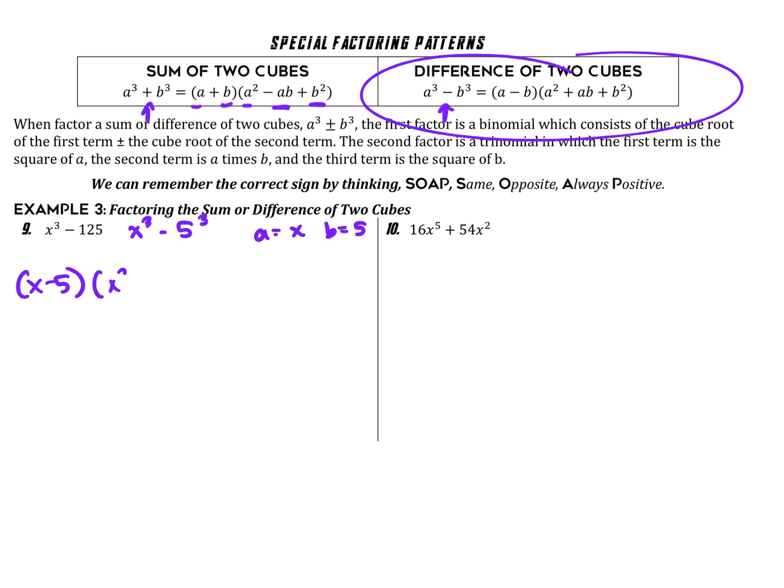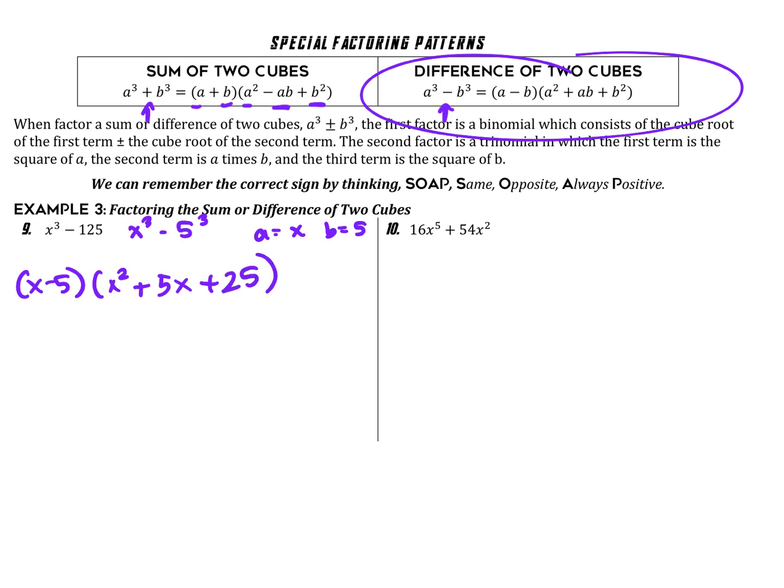times a squared, which is x squared, plus a times b, which is 5x, and I understand it's negative 5x, but we are going to do the opposite sign that we just did, plus b squared, which is 5 squared, which is 25.